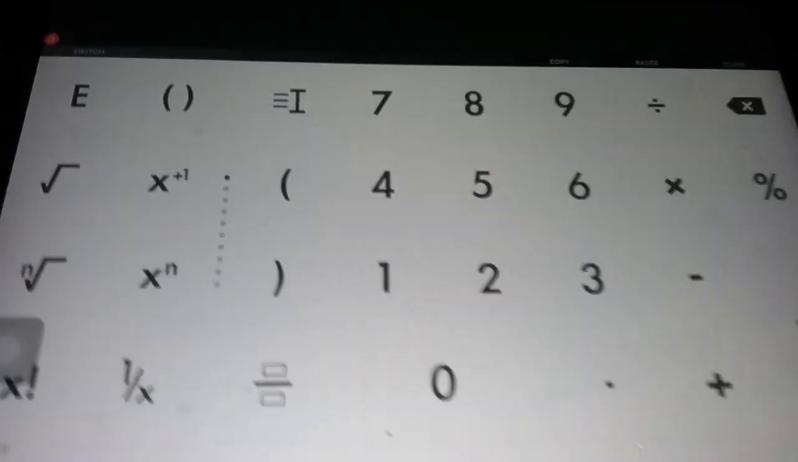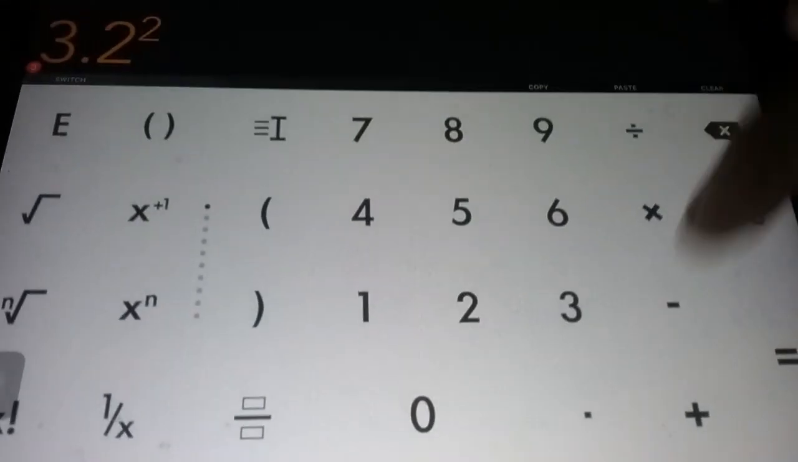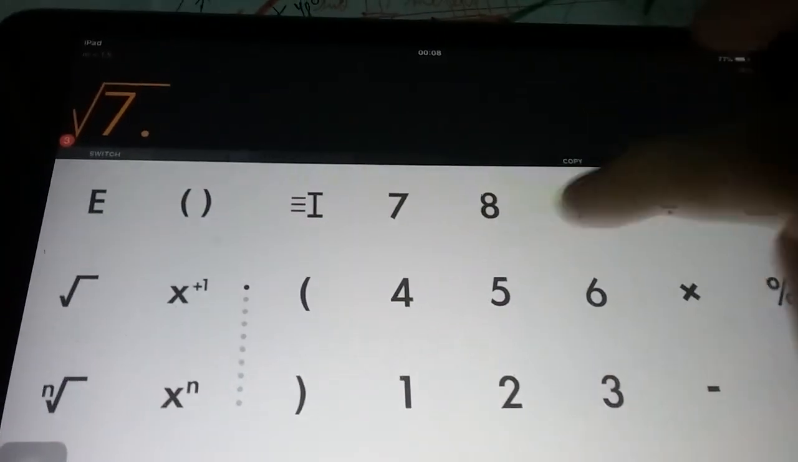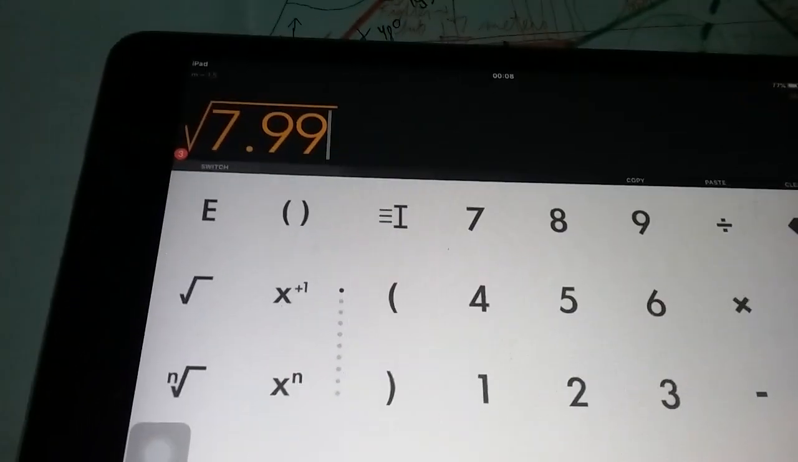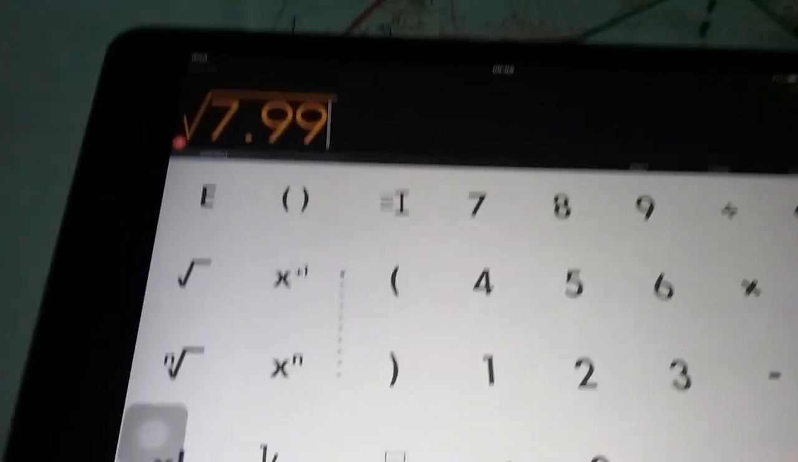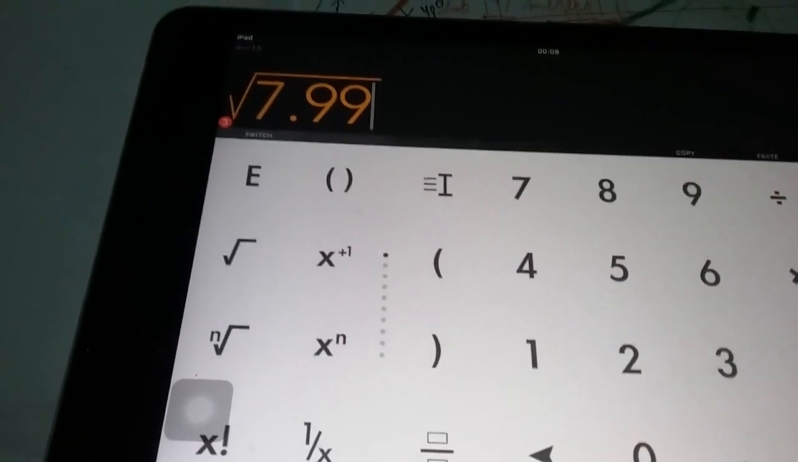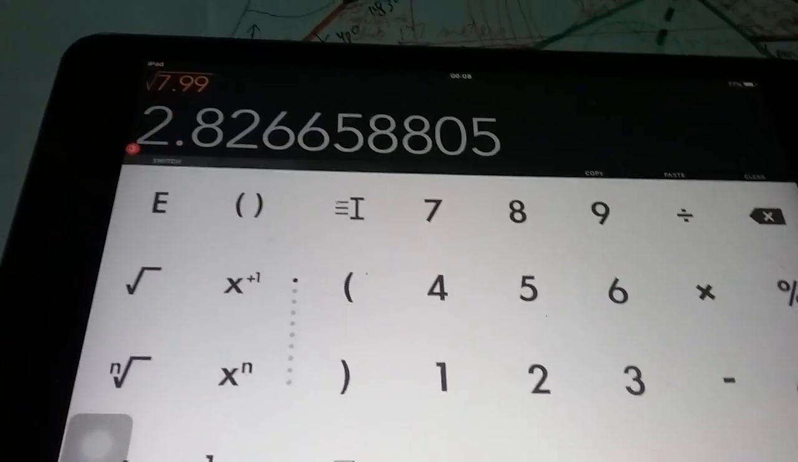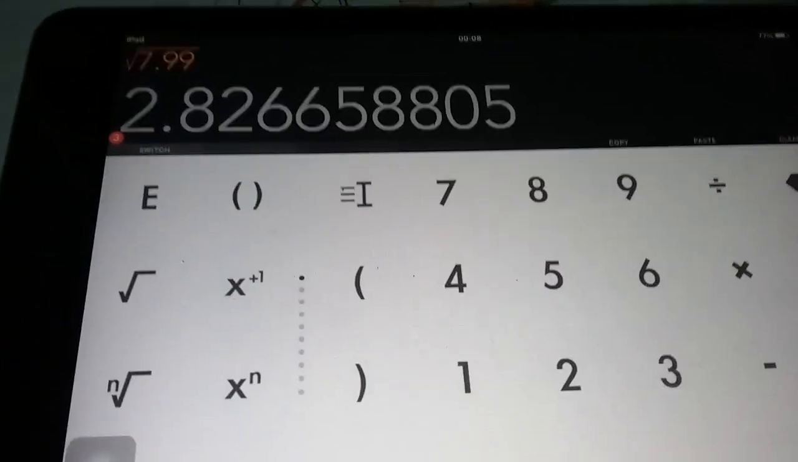Take the square root of that. Or let's try it with the calculator. 3.2 squared minus 1.5 squared. Right, we should get 7.99. And then take the square root of 7.99. Actually, it might be 8. If it becomes 8, that's still fine. Then take the square root of 8. It's just like the square root of 4 times 2, so it's like 2 times the square root of 2. So this should be 2.82 something.